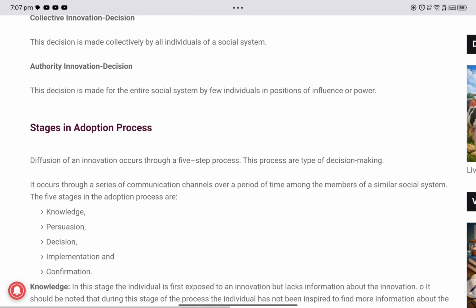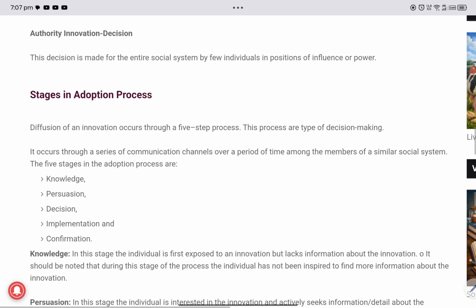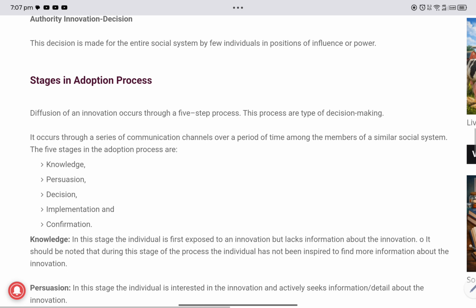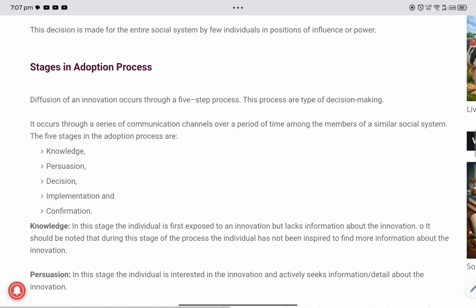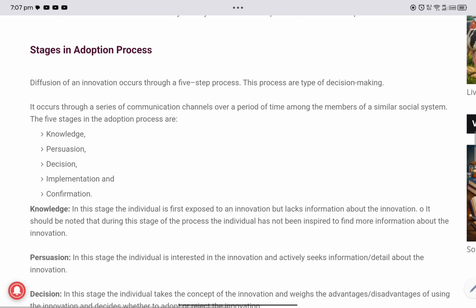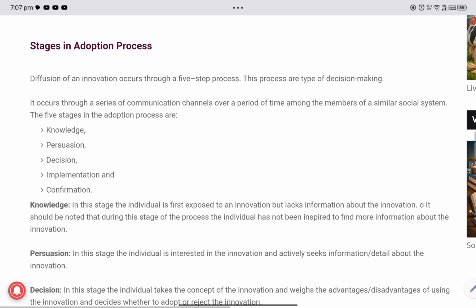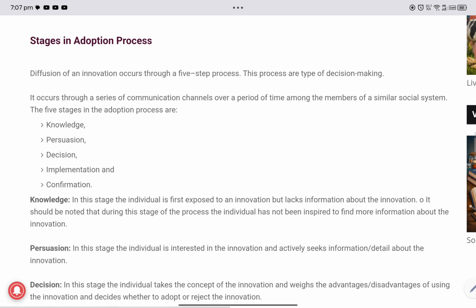Stages of adoption process. Diffusion of an innovation occurs through a five-step process. This process is a type of decision making. It occurs through a series of communication channels over a period of time among the members of a similar social system.